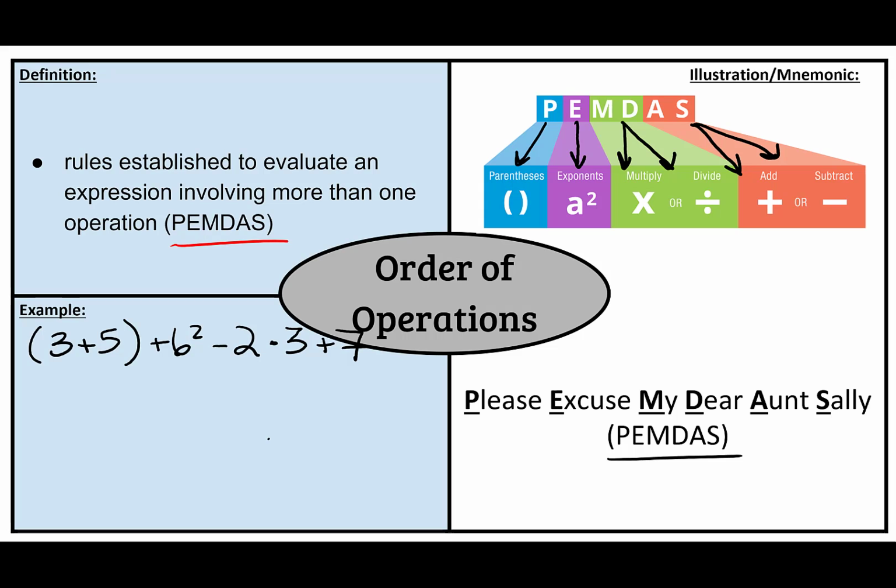the first thing that I have to do is take care of my parentheses where I have 3 plus 5. That will reduce, of course, to 8. So now I have 8 plus 6 squared minus 2 times 3 plus 7. After parentheses, we move on to exponents. I do have an exponent right here next to the positive 6, and I know that 6 squared is 36, so I have 8 plus 36 minus 2 times 3 plus 7.